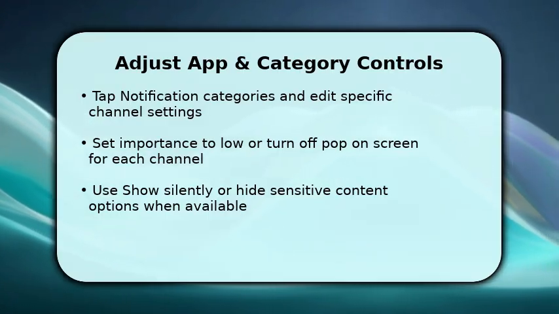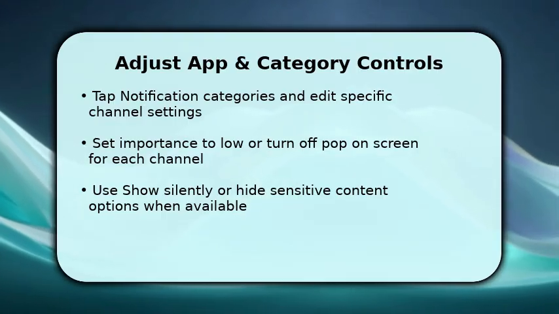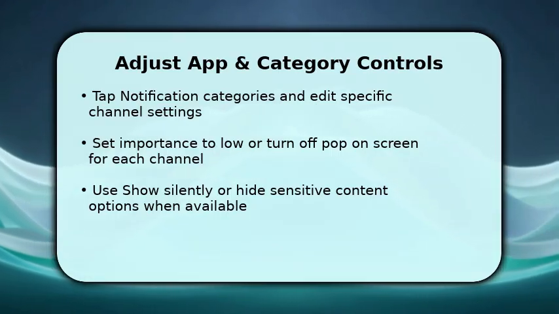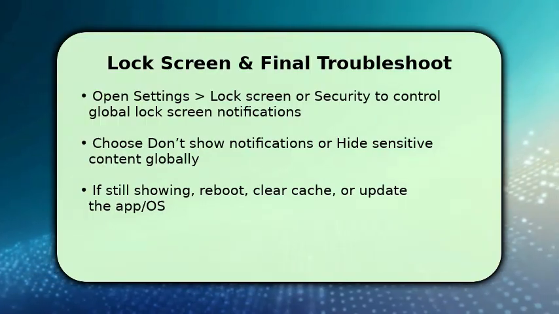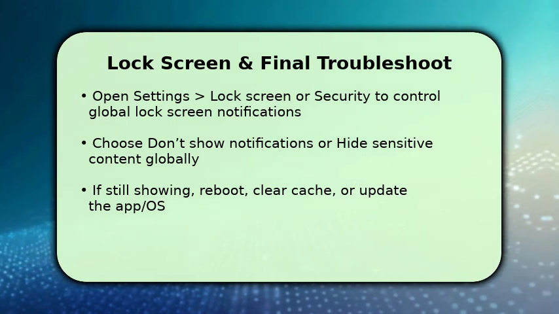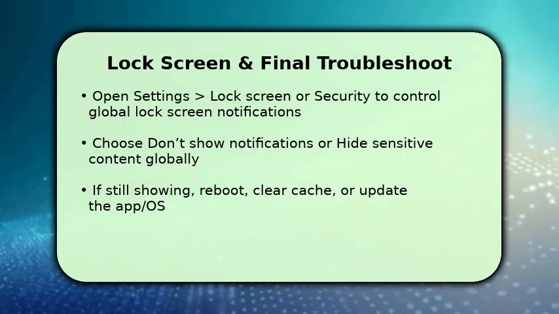Make sure to repeat this for messaging, email, and calendar categories. Once done, test by sending a message to confirm notifications no longer appear. Finish by setting global lock screen behavior. In settings under lock screen or security, choose Don't show notifications or hide sensitive content for a universal fix. This overrides some app settings and stops previews.